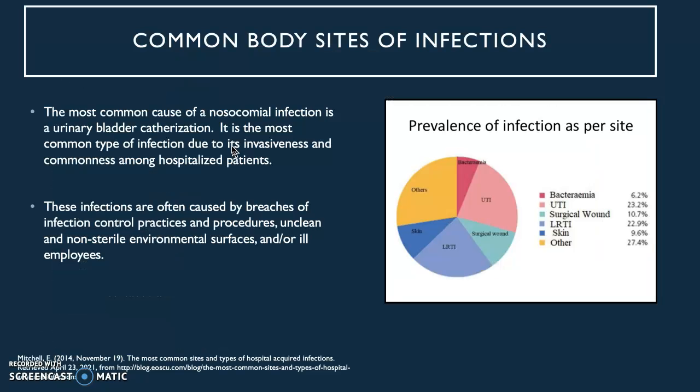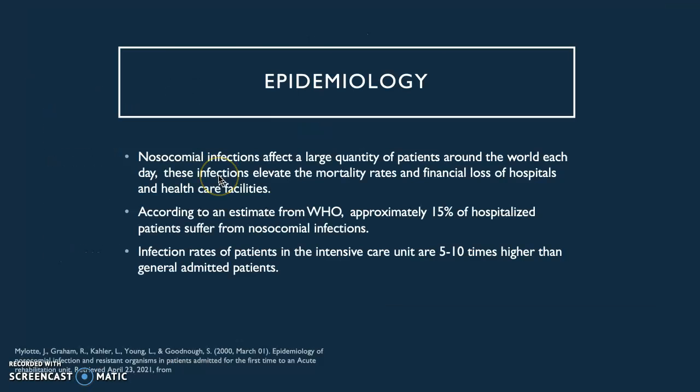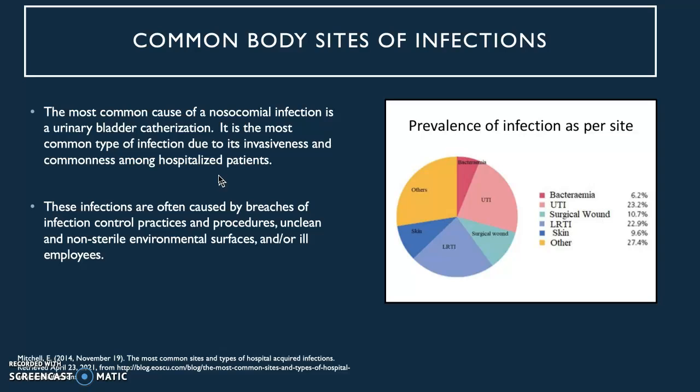Common body sites of infections. As seen in the pie graph to the right of the screen, it will show you the prevalence of infections per site. The most common known type of infection is a UTI, a urinary tract infection. This is due to its invasiveness and how commonly it occurs among hospitalized patients every day. However, all of the infections seen in the chart are caused by some sort of unclean or unsterile environment on an open wound or portal of entry, ultimately causing an infection.